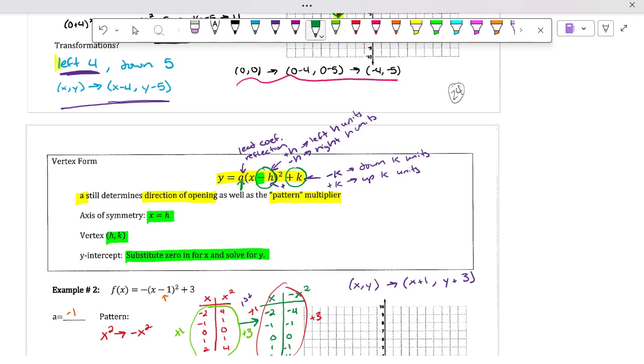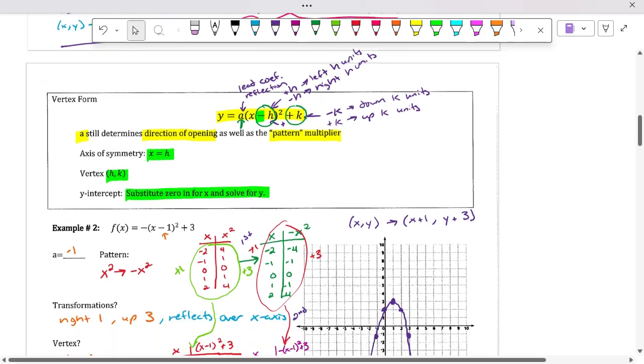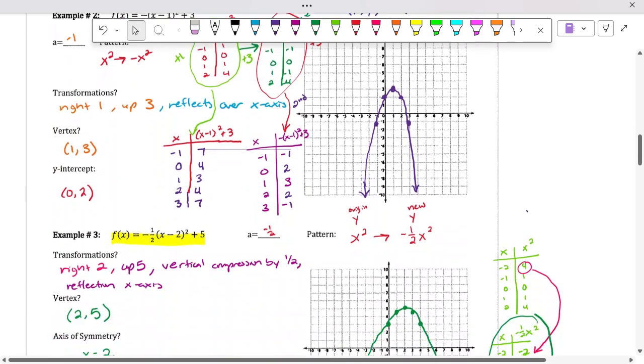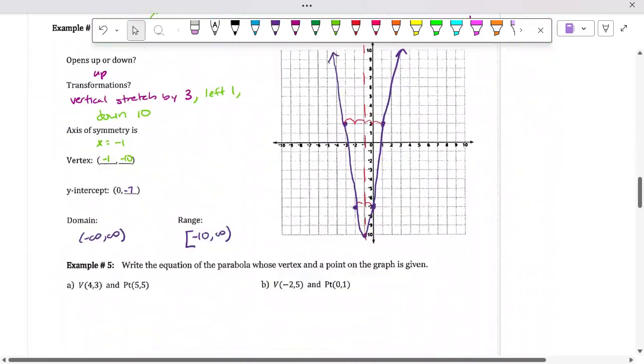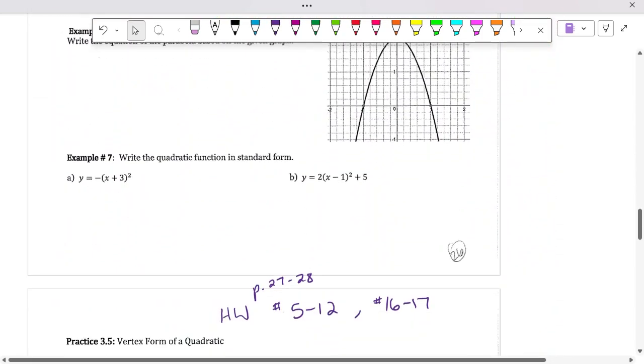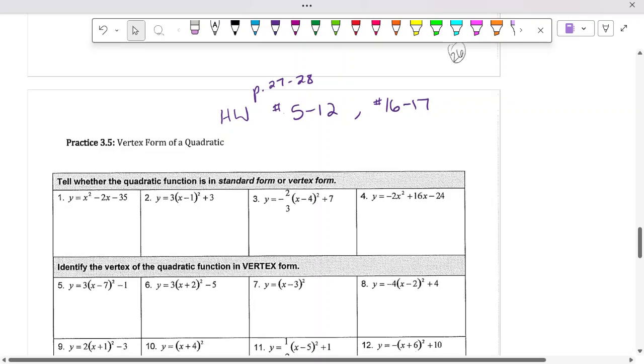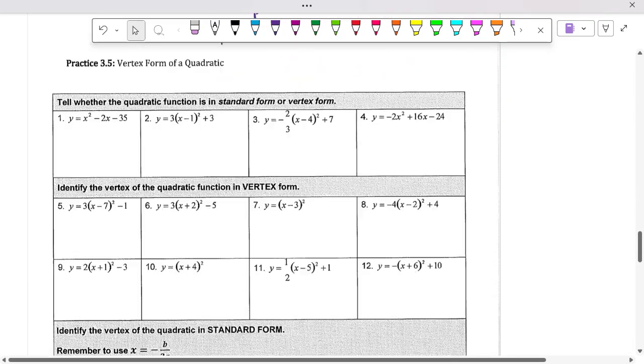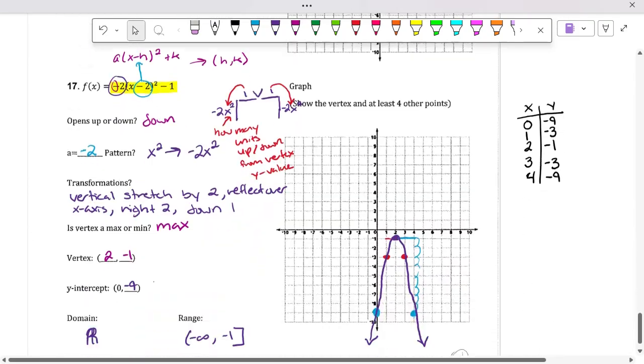Are we always going to compare it no matter what? Yep, to that parent function. That's why it's called the parent function. It's always the original. Any other quadratic is a child of x squared, and you're just trying to find the similarities and the differences. All right. Any other questions on that?